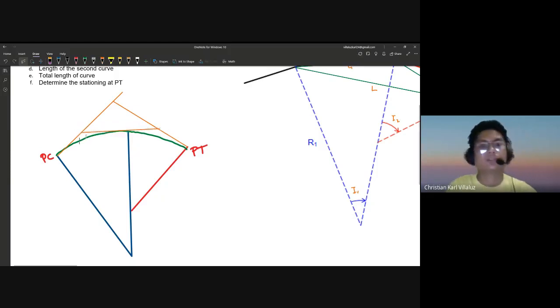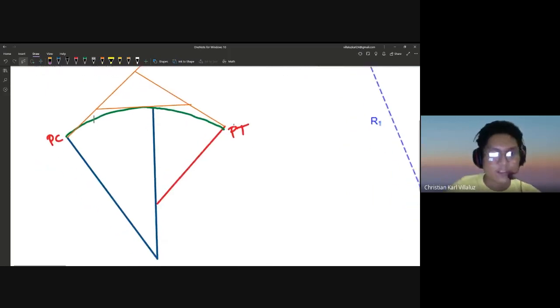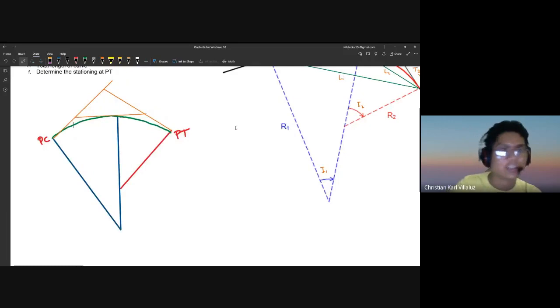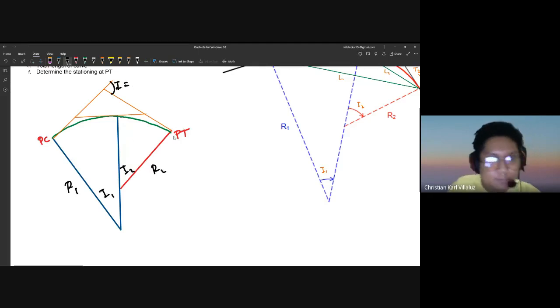Yan na ang itsura nung ano natin. Tsaka nyo na ilagay yung mga na-determine natin na given, such as radius 1, radius 2, I1, I2, tapos yung I doon, pwede mo nang mahanap. So ito, I1 dito, kasi angle of intersection din siya, I2. So ganun lang, class, pag drawing, kung talagang walang given na drawing.